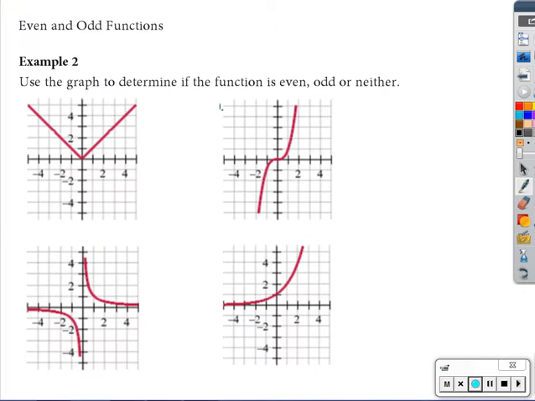Let's take a look at what the graphs look like. So on a graph, if I'm determining whether they're even, odd, or neither, I'm looking at similar values. So here I look at 2 and negative 2. Look at the y values for 2 and negative 2. I get the same y value for both of them. That makes this function even.